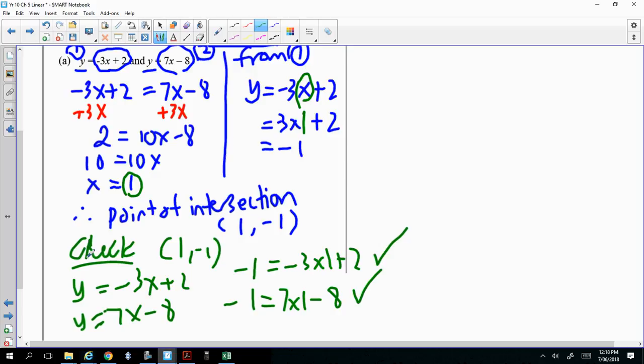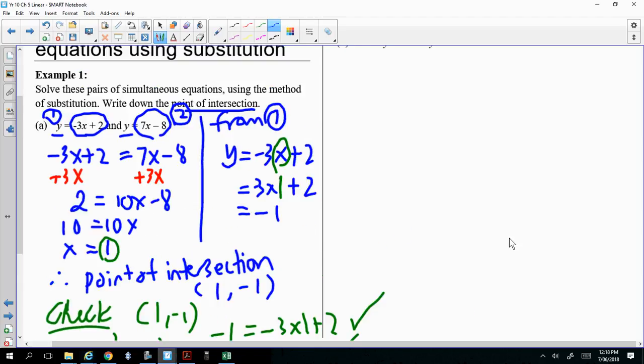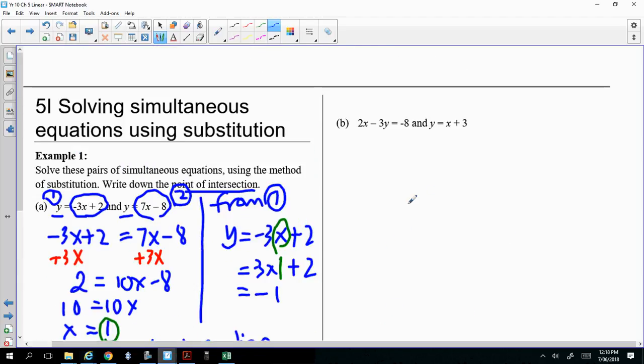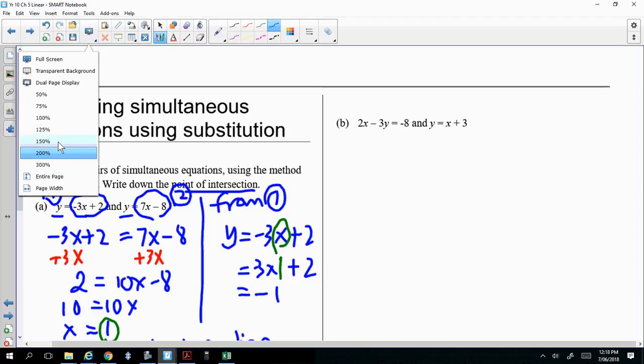Alright, after you do this, try the next question. Have a try. Use substitution to solve the next one. Okay, let's scroll up here. You're going to try to solve. Okay, have a try solving.